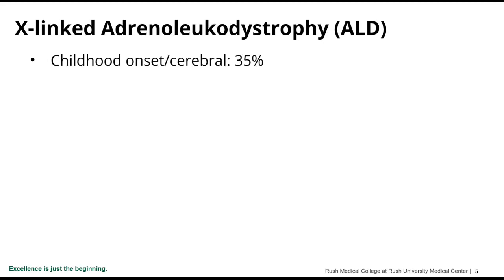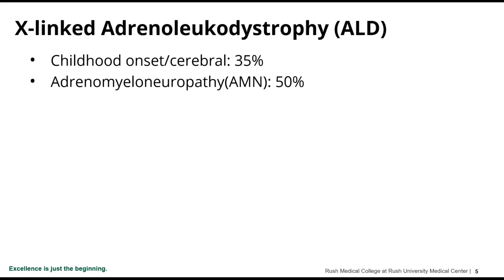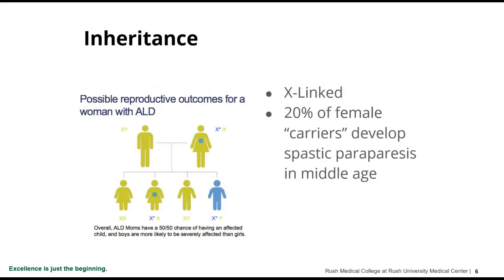X-linked adrenoleukodystrophy usually is a childhood onset disorder. 35% are cerebral. Adrenomyeloneuropathy, or AMN, is 50%, and then Addison's disease, which is more of an adult onset, 15%. So the same gene, different changes can result in different outcomes at different ages.